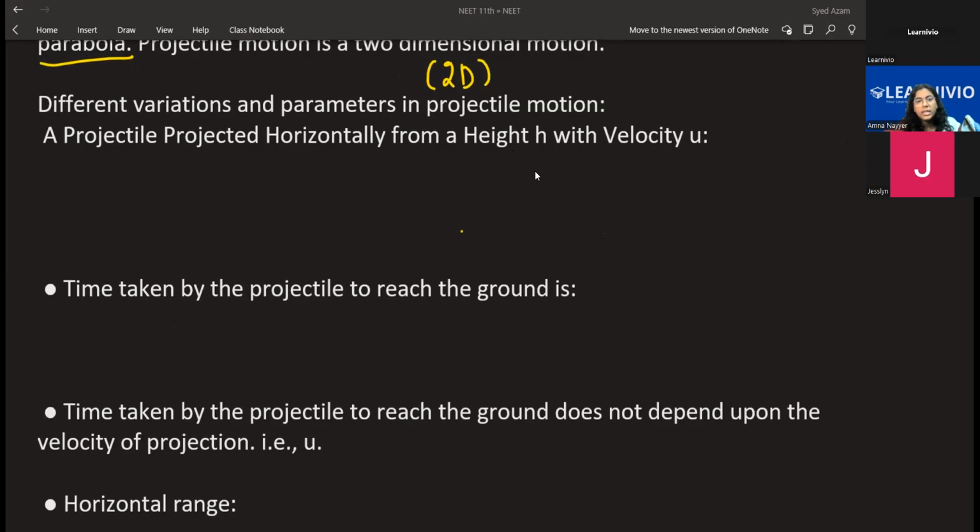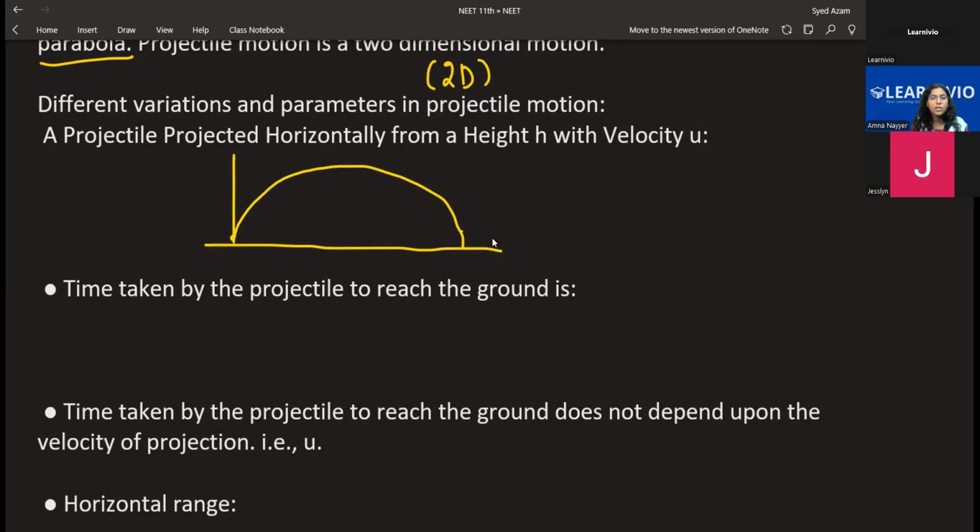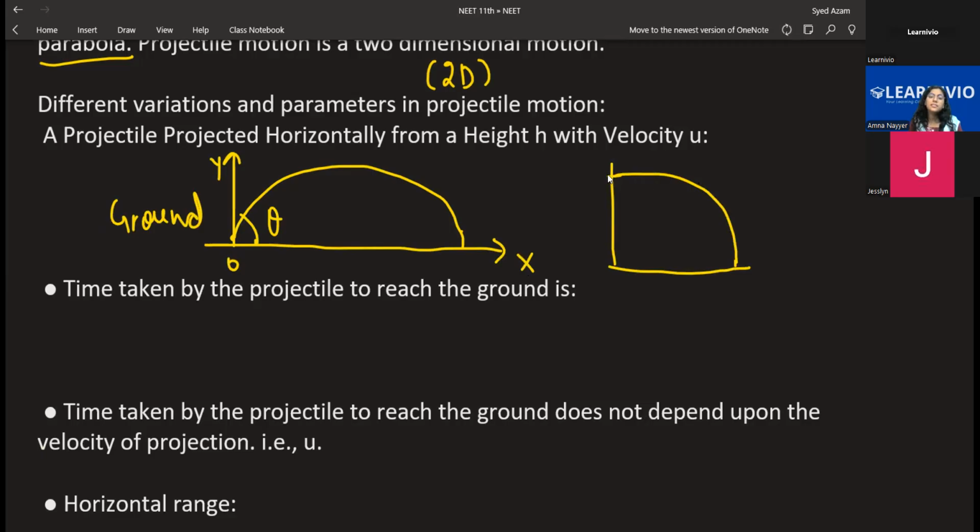Now, different variations and parameters in the projectile motion. A projectile is projected from a height h with a velocity u. Here is your y-axis, your x-axis. This is a projectile projected from a height h with velocity u. Projection from the ground is the angular projection. When thrown from a certain height, this is the trajectory that is obtained. This is the y-axis, this is the x-axis, this is the origin, and this is the height here. Since this is making 0 degree, it is parallel.